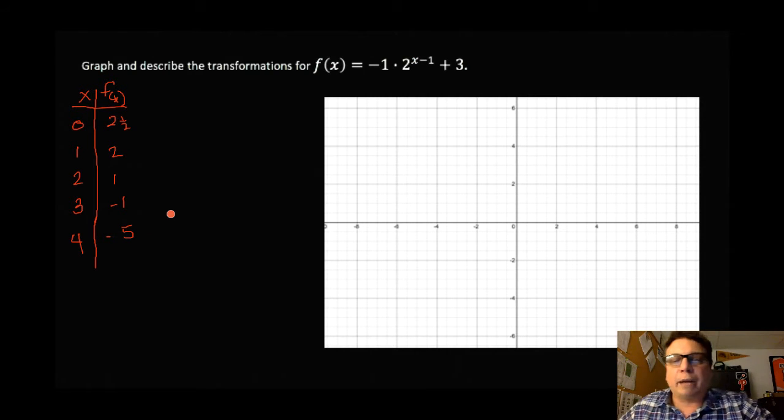All right, so let's plot our points. At 0 on the x, I'm at 2.5, which is kind of hard for me to see the way this is set up on my screen. At 1, which is the halfway point, I'm at 2. At 2, I'm at 1. At 3, I am at -1, so I'm dropping rapidly, and it looks like it's about there. And then at 4, I'm at -5, which looks to be about there.